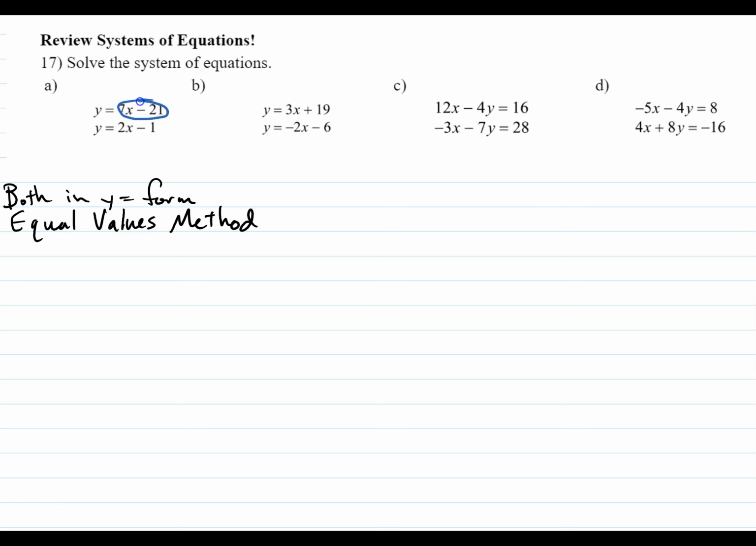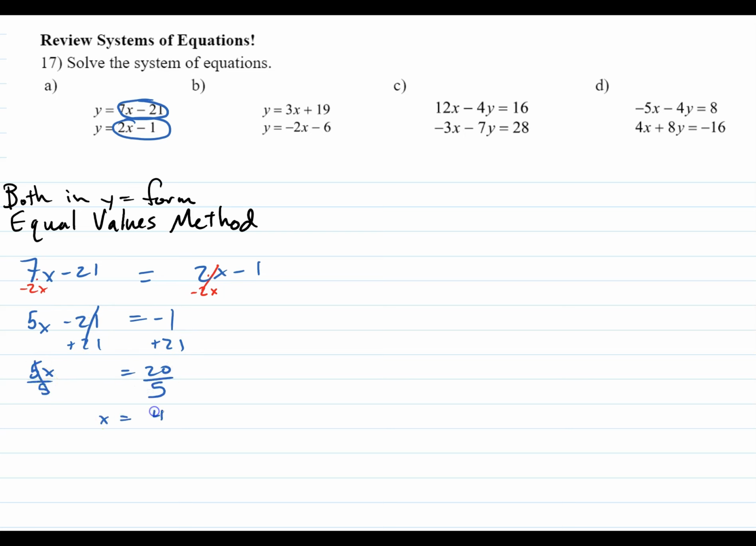y is equal to 7x minus 21, and y is equal to 2x minus 1. So I can set these two equations equal to each other, or in other words, you just put an equal sign in the middle. Then solve for x. Looking between the two sides, 2x is smaller, so I'm going to subtract 2x from each side. So that's going to be 5x minus 21 equals negative 1. And then add 21 to both sides, and I get 5x equals 20. Divide both sides by 5, x equals 4.